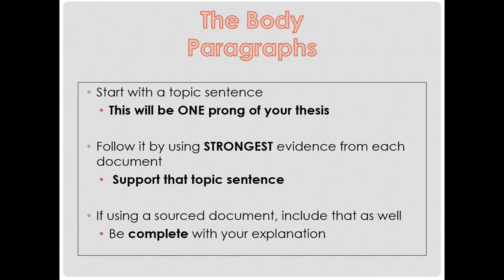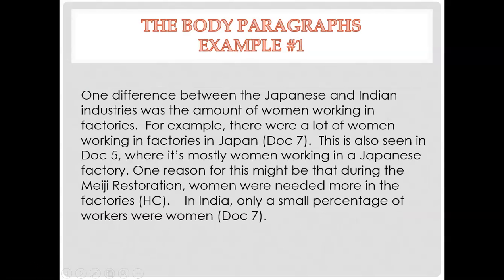And then you're going to follow that by using the strongest evidence from documents that are going to support your topic sentence. So if you're using 3 documents in this paragraph, you are going to use 3 pieces of evidence, 1 from each document. And then if you're using a source document in that paragraph, then you're going to include that as well. But I want to show you what that looks like to make it a little bit more clear. So here we go.